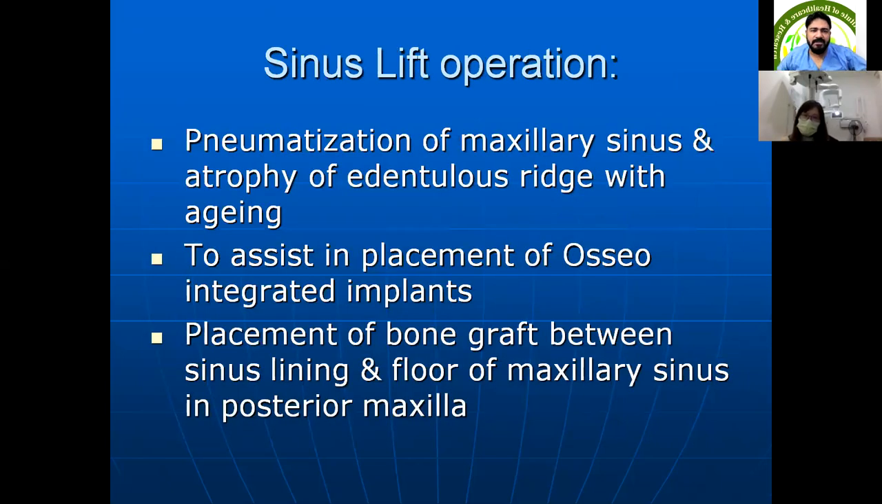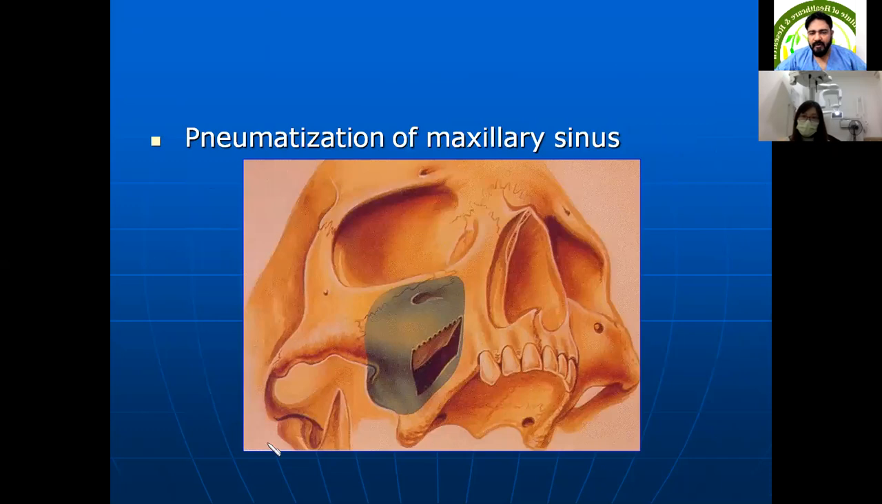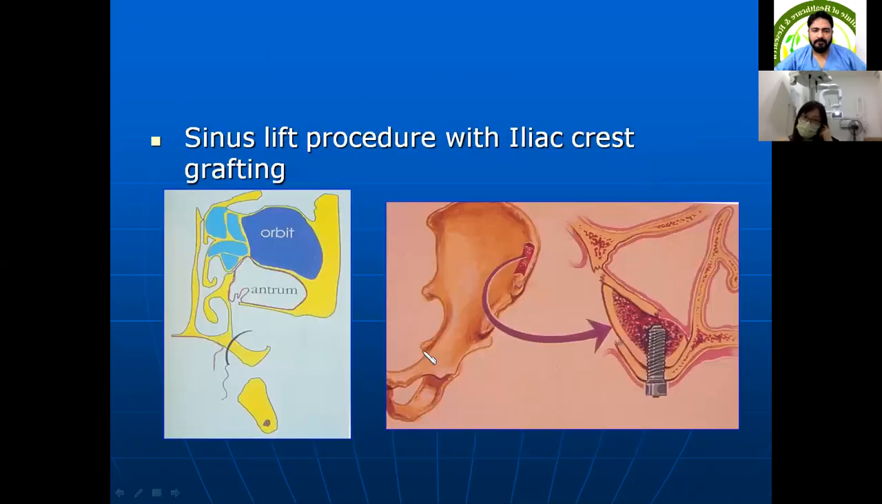In sinus lift operation, the pneumatization of the maxillary sinus and atrophy of the dentulous ridge with aging assist the placement of osseointegrated implants, the placement of bone graft between the sinus lining and the floor of the maxillary sinus, in the posterior of the maxilla. This is a lateral window technique, which we have already seen in implantology also. This is the orbit. This is the antrum. Lateral window is taken and then graft is placed here and then it is sutured back.